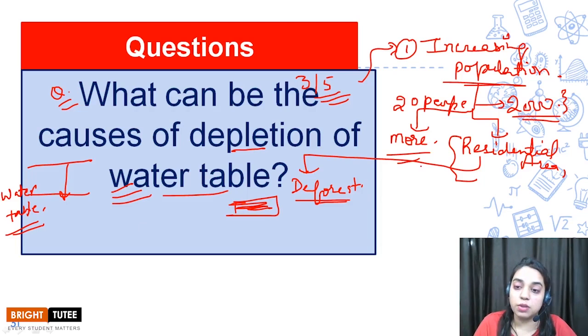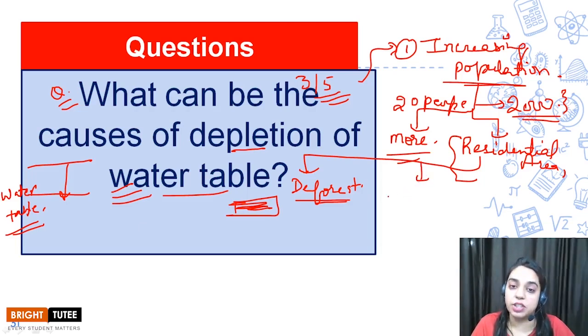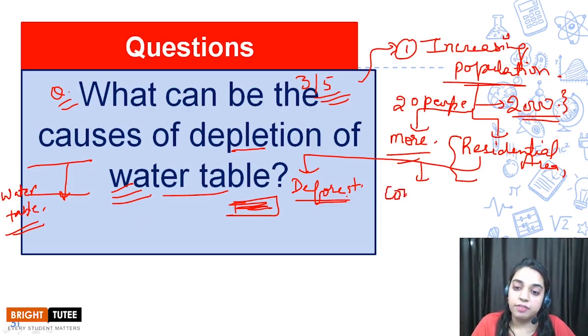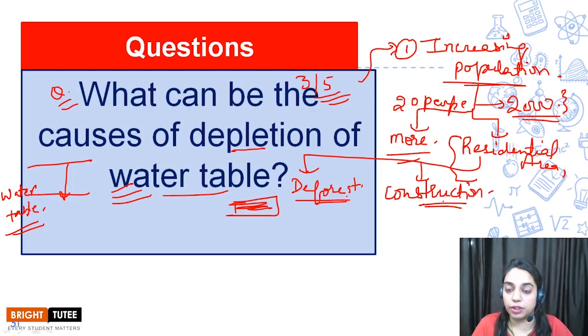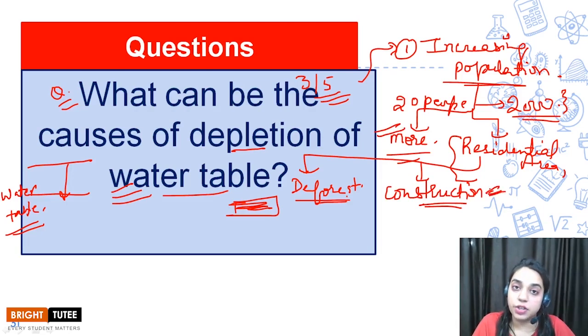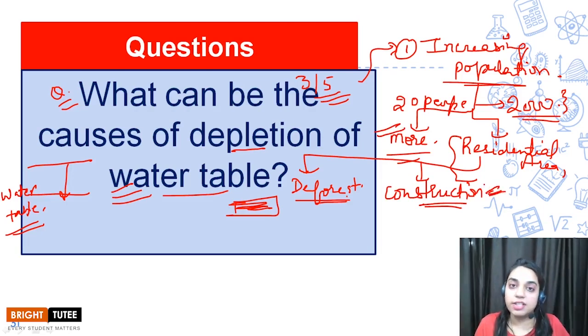So children, also when we will be creating those residential areas after deforestation, we will have to do a lot of construction, right? And in the construction process a large amount of water is required. So children, for day to day activities as well as for the construction activities, all the water needs cannot be fulfilled by the rainfall, right?